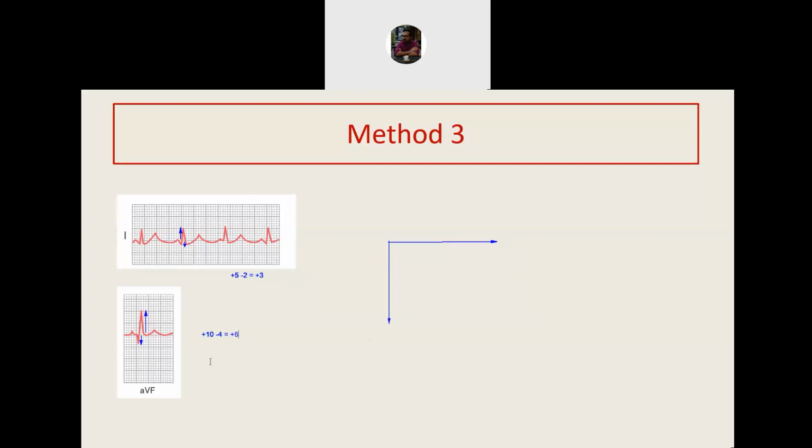I'm showing you the theory behind what I am teaching. So the magnitude of the vector on lead 1 is plus 3. Magnitude on the AVF is plus 6. We do not know where the vector is. That is to be found out. Let us assume this is the vector. It's an assumption, I'm not saying I'm correct. Let's assume this is the vector.